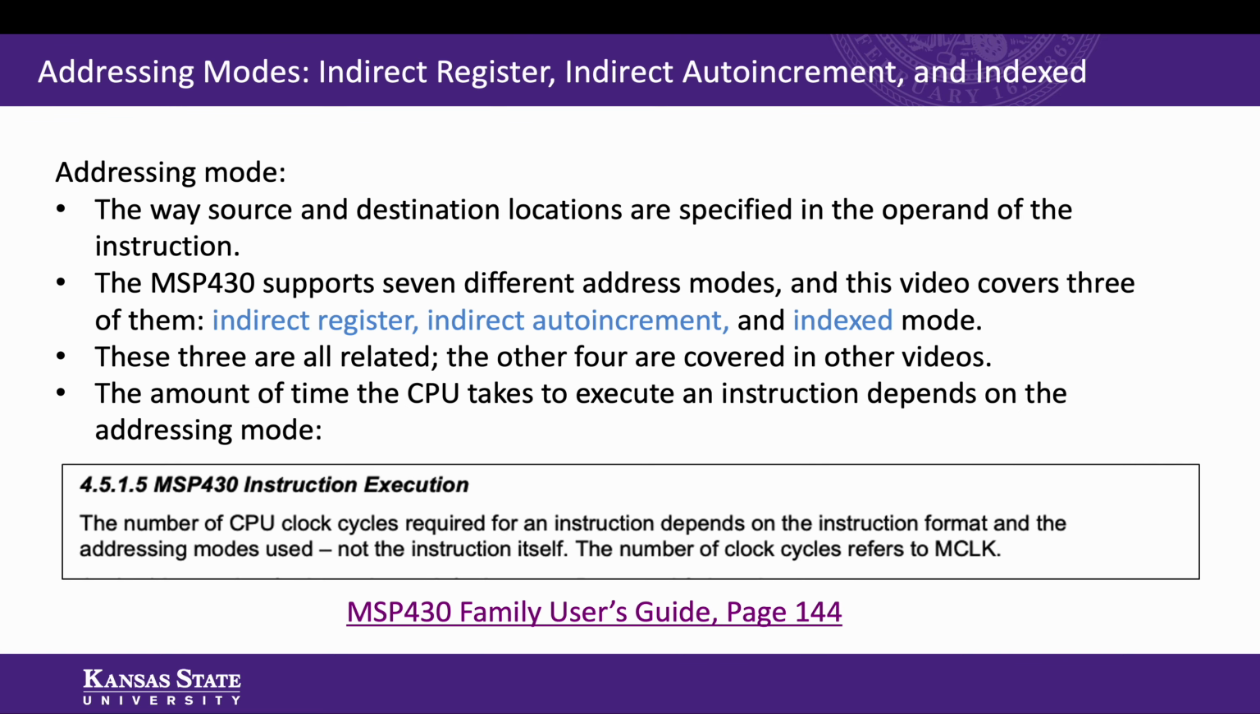Before we get to those three specific ones, let's recall what an addressing mode is in general. It's the way that the source and destination locations are specified in the operand of the instruction, which is usually a move instruction. And the MSP430 supports 7 different address modes. This video covers those three I's: indirect register, indirect auto increment, and indexed mode. These three are all related, so it makes sense to put them all in this video. The other 4 are covered in other videos, as we talked about.